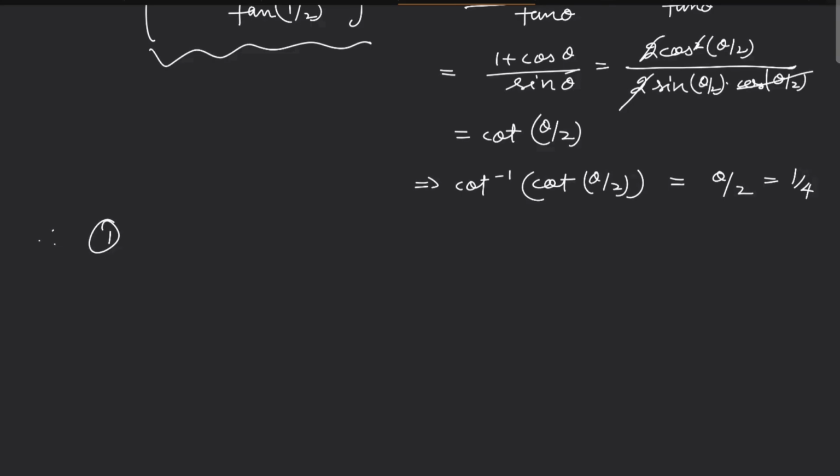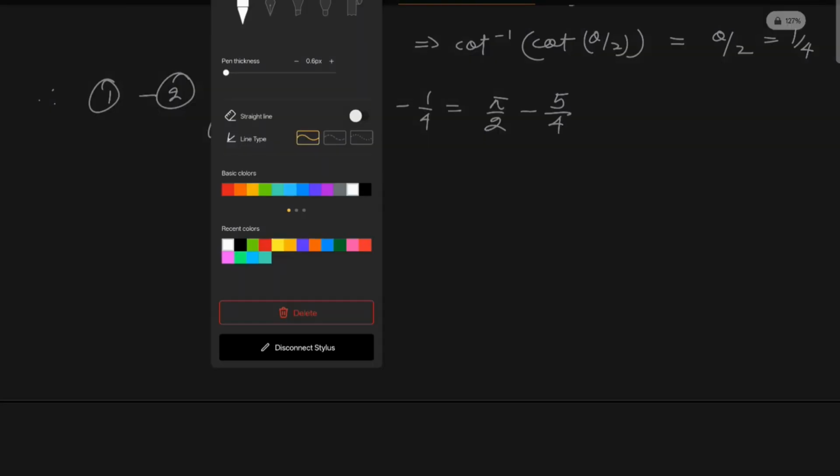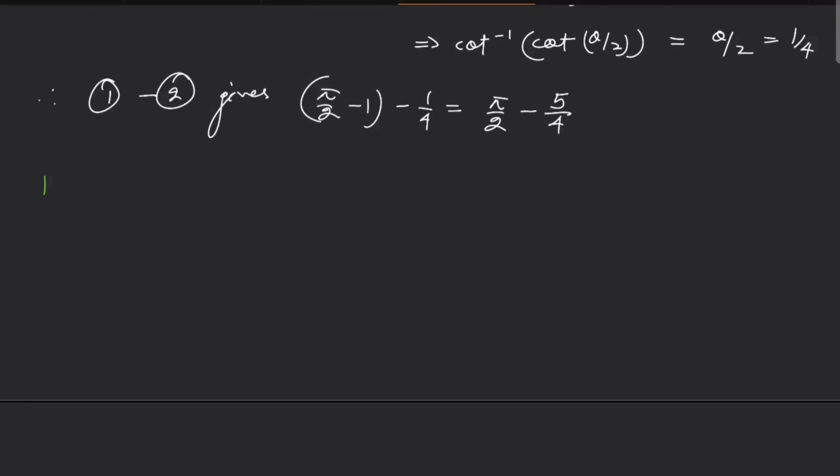Now we will subtract the second from the first. So we get pi by 2 minus 1 minus 1 by 4, which is pi by 2 minus 5 by 4. Now if you look at the options in the question, there is no option as pi by 2 minus 5 by 4.